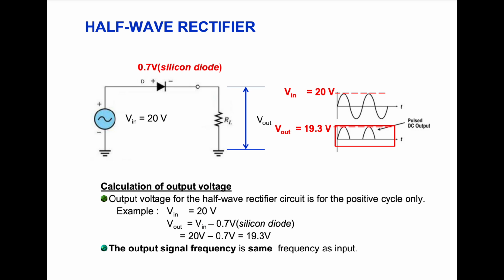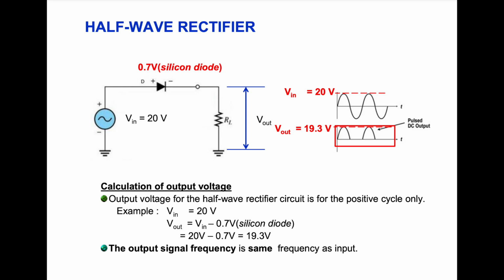So for the half wave rectifier, the voltage drop of the diode is 0.7 volt, and then our V in, for example, is 20 volt, and then after passing through this diode, we will reduce by 0.7, and then our V out is 19.3 volt. So you can see here, this is our input, the alternating current, and then after passing through the rectifier, we will get a pulsating DC output here.